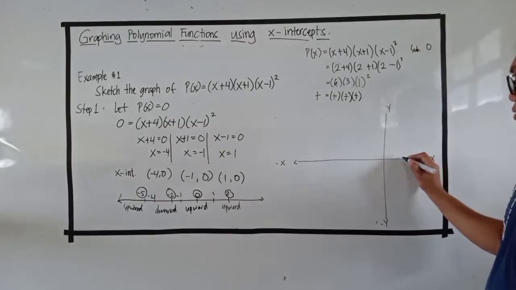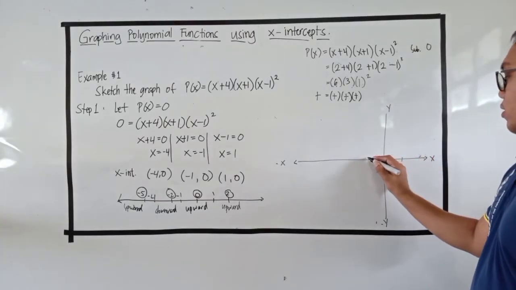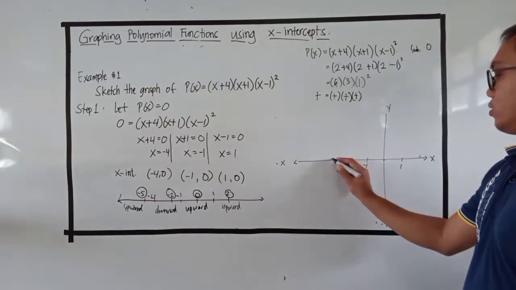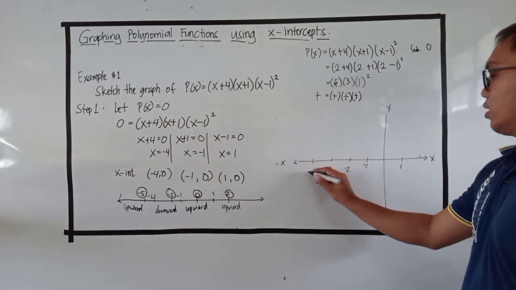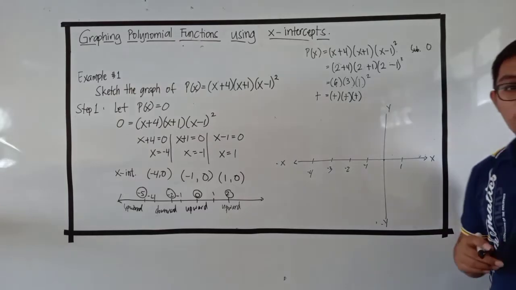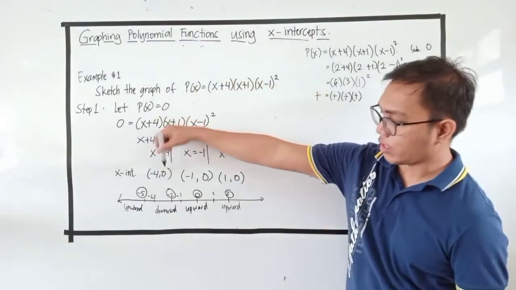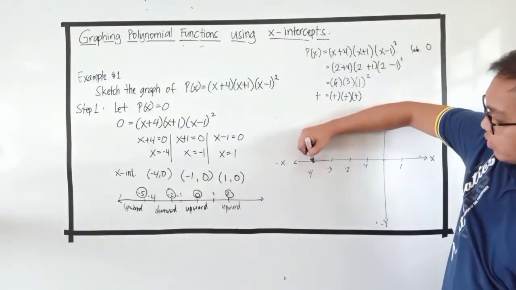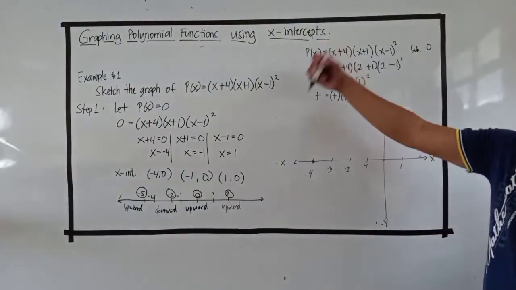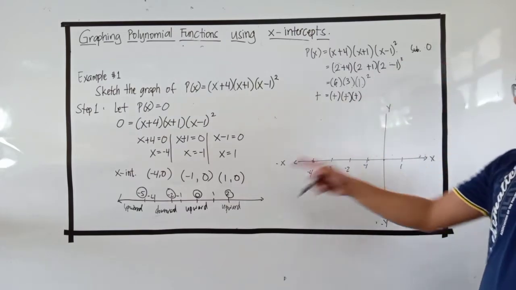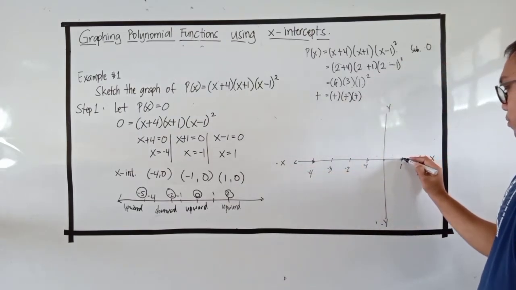Then we label it 1. Then we have here -1, -2, 3, 4. We plot each of our x-intercepts. So we have -4, 0 here. Our -1, 0 is here. And our 1, 0 is here.